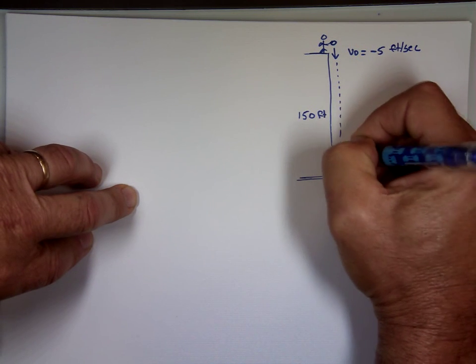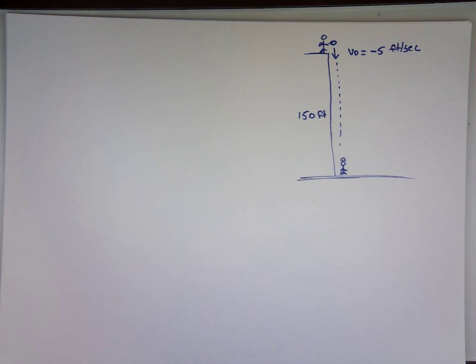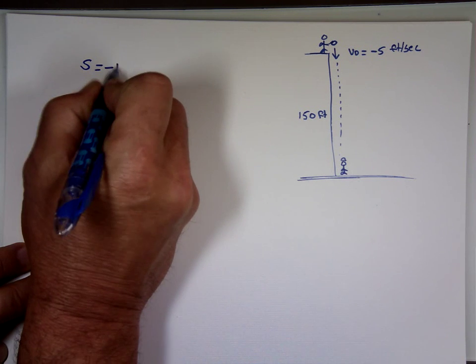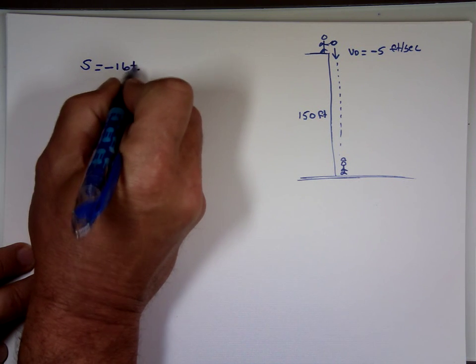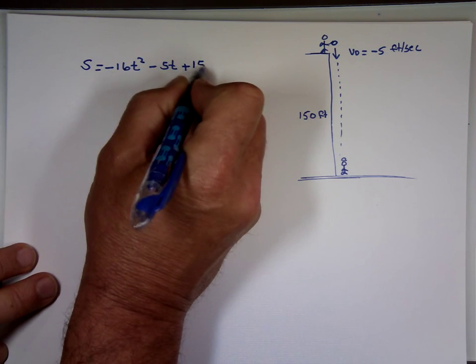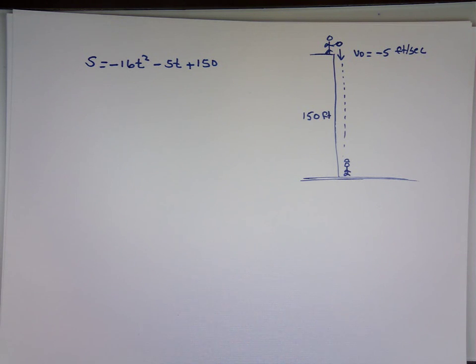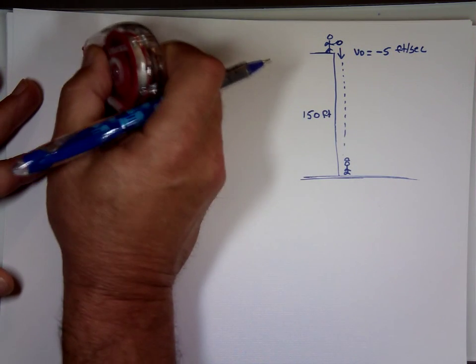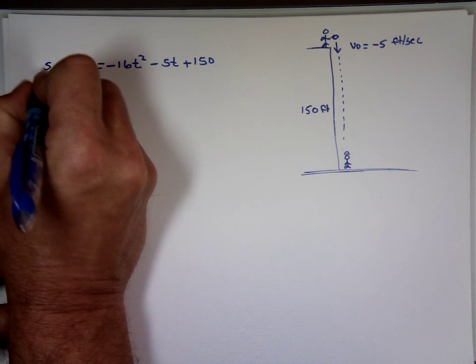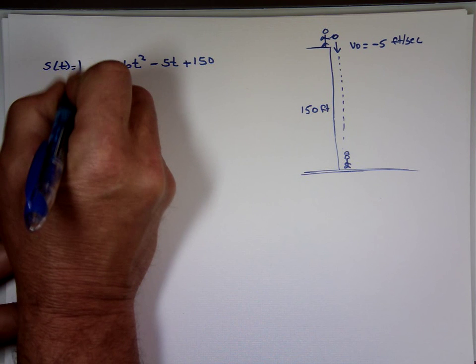Neglect the wind, friction here. The equation that described that, you don't have to know where we came up with the equation, is -16t squared minus 5t plus 150. That's the height at any given time. So if you want to find the height, S is the height, or I can call it H. S sounds like distance, I guess. Let's call it S of t or H of t, the height as a function of time. So that's what that equation is.